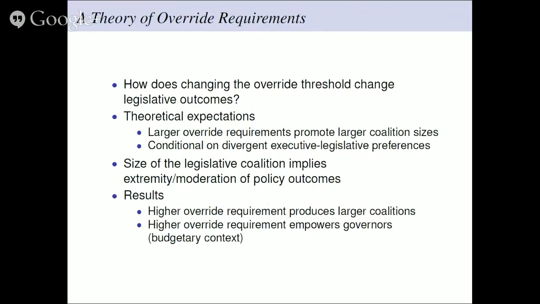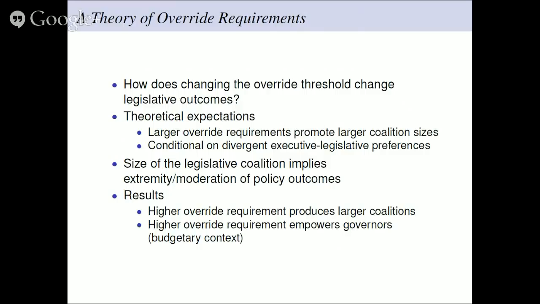The way I'm going to develop the theory is with a formal model, but I first want to talk about the theoretical expectations with higher override requirements before I introduce the model and its specific predictions. The expectation I'm going to develop is that higher override requirements promote larger coalition sizes. By coalition size, I mean the number of legislators who vote for the passage of a bill within a chamber. The connection between override requirements and coalition sizes is something I'm going to demonstrate in a second. But simply put, if the veto override requirement is larger, more people should be voting yes on a bill when it comes up for final passage.